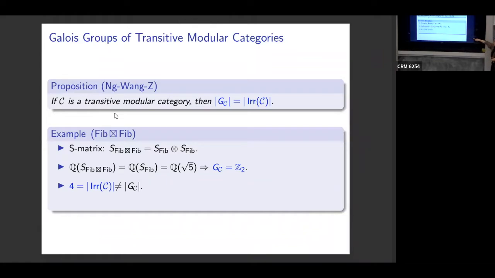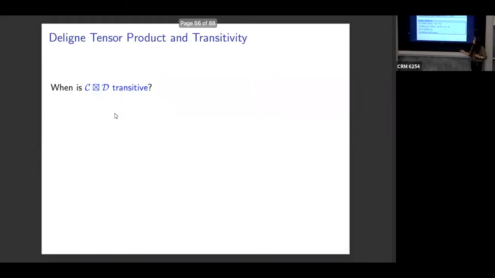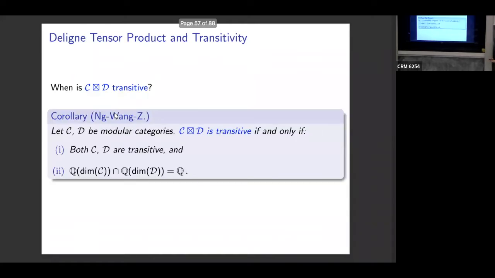However, the rank of this category is 4, which is not equal to 2. So Fib tensor Fib is not transitive. So it's natural to ask here, when is the Deligne tensor product transitive? So we ask the following question: if you have two modular tensor categories, when is their Deligne tensor product transitive? And this can be answered as follows.